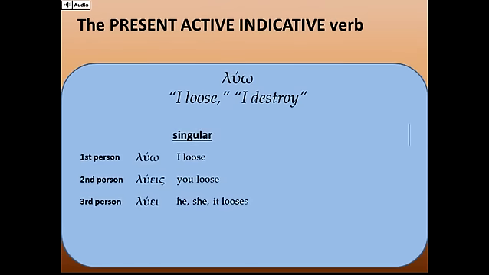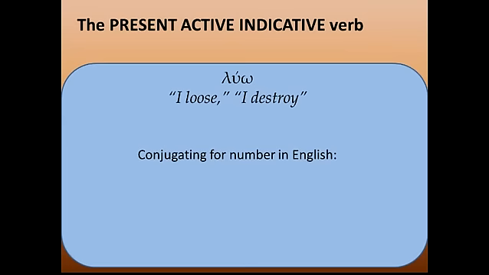So here we have three different forms of the verb luo. We have the first person form, luo, with the omega at the end, and that means I loose. First person is I, second person is you, third person is he, she, or it. So luo is the first person form. It means I loose. The second person form, lues, is you loose. And then the third person form, lue, is he, she, or it looses.